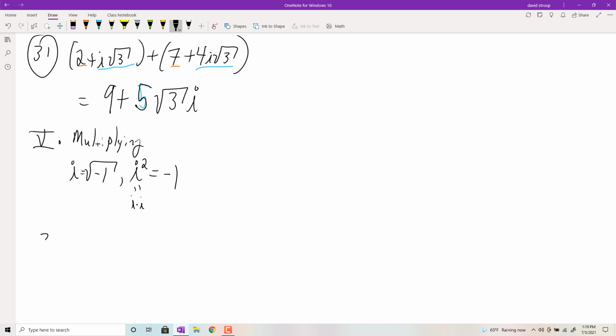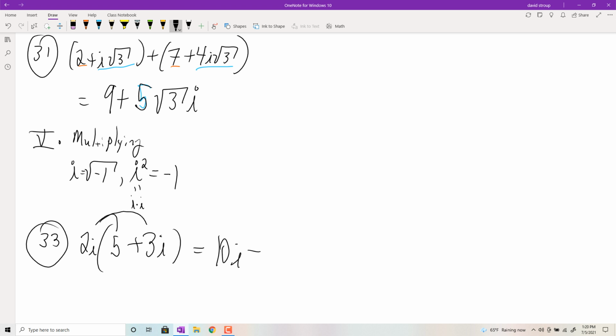Okay, so let's take a look here. And again, we always want our answer in this complex form, the standard form. So let's multiply first. I have 2i, which you think of as 0 plus 2i, times 5 plus 3i. Okay, and so what is this? It just comes down to distribution. So I end up with 10i plus 6i squared.